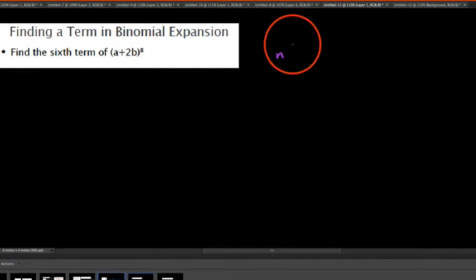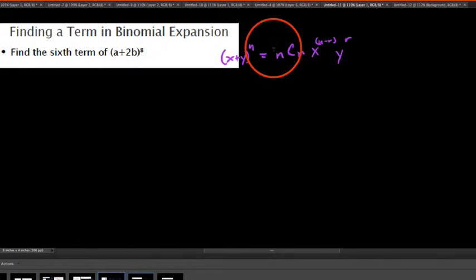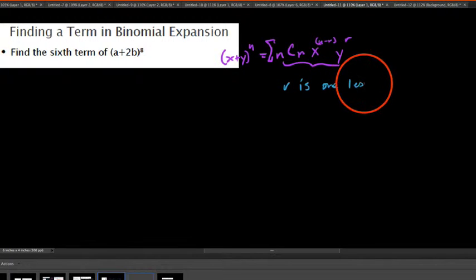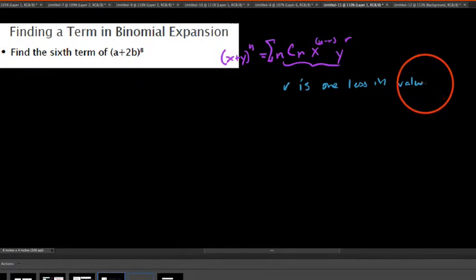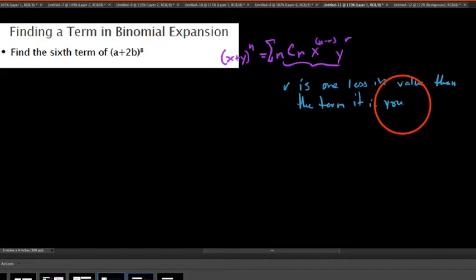So one thing I want to make sure I write here is this. We're going to pick on one term, and I know that term has the form n choose r, x to the n minus r, y to the r. This is for any expansion of x plus y to the n power. It is true that the expansion is the sum of all of these things, but this is our term. Every term has this form. So r is 1 less in value than the term you seek.